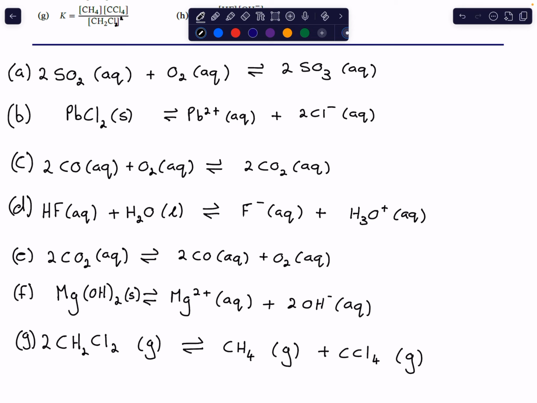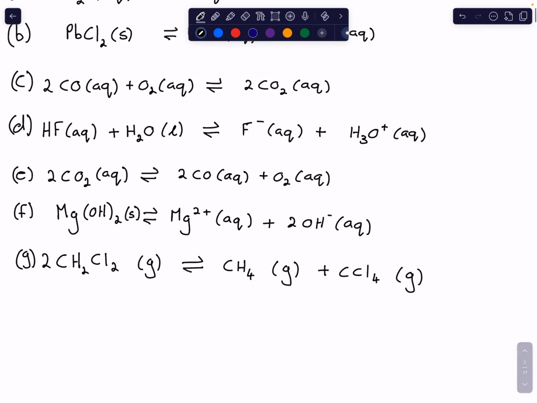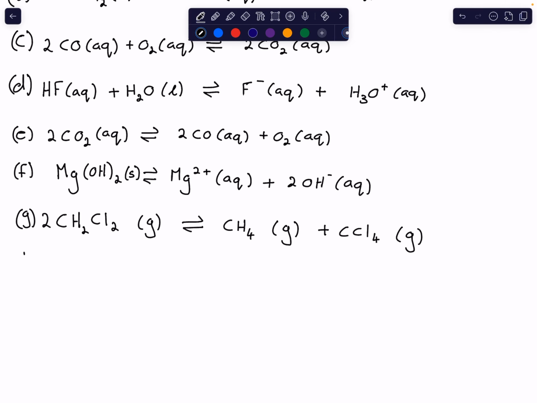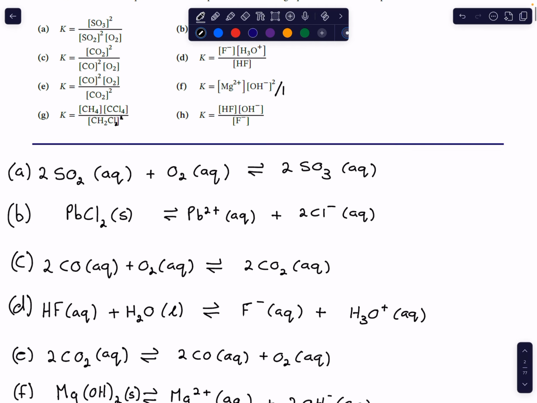And now if you check the balancing, you see there's 2 carbon on the reactant side, 2 carbon on the right hand side, and let's do the chlorines, 4 chlorines on the reactant side, 4 chlorines on the product side, and then 4 hydrogen, 4 hydrogen, right? So now it's balanced, it's correct, and it makes sense in terms of the K expression. All right, finally we do H. And in H, you might also notice again, there's some stuff in the K expression that's not explicitly everywhere.